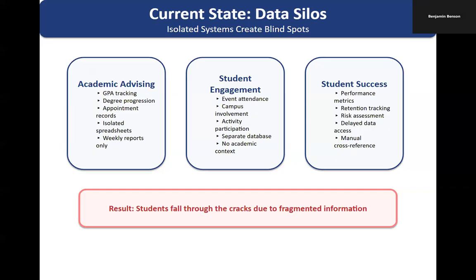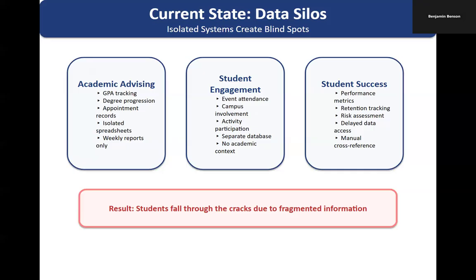Student engagement, they may see aggregated event attendance, not necessarily event attendance for one person, although that may be available. They may see campus involvement across, again, possibly aggregated. They'll see activity participation, again, possibly aggregated, not necessarily individualized. But the important thing here is that these are kept in separate databases and they don't have academic context.